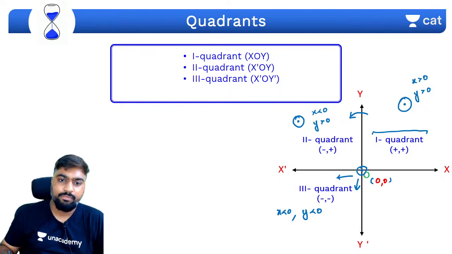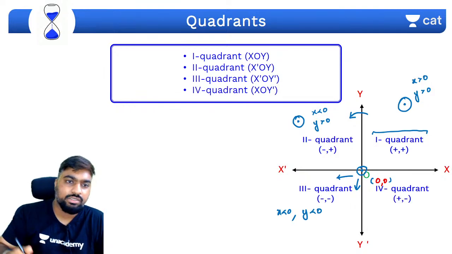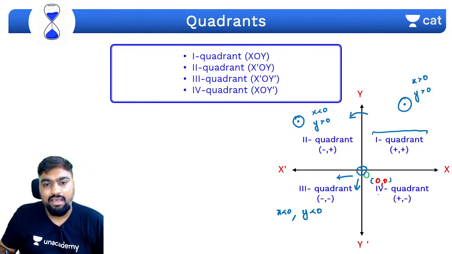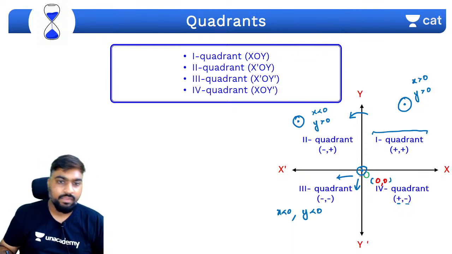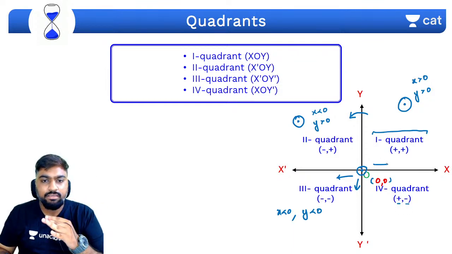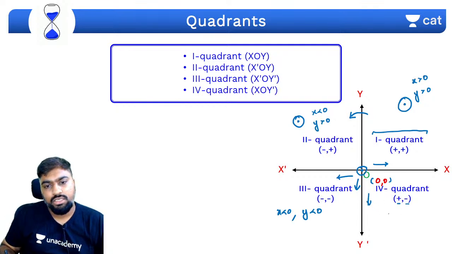And a point placed in the fourth quadrant, that is your last quadrant here, will have its x coordinate as positive and y coordinate as negative. Origin के right में, origin के नीचे. Agreed? So here x will be positive but y remains negative.